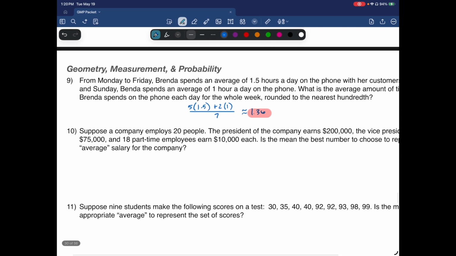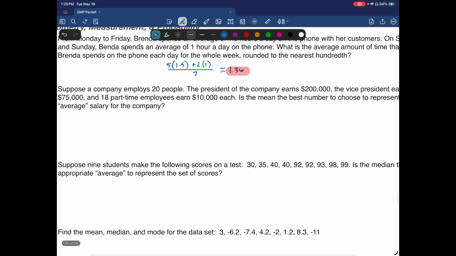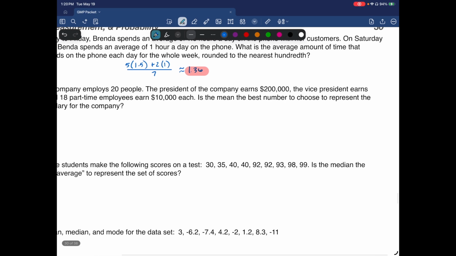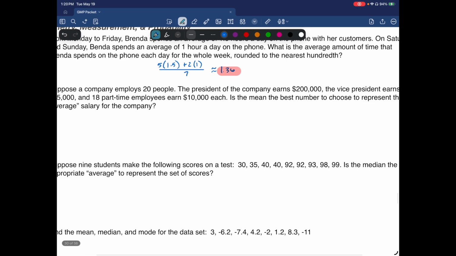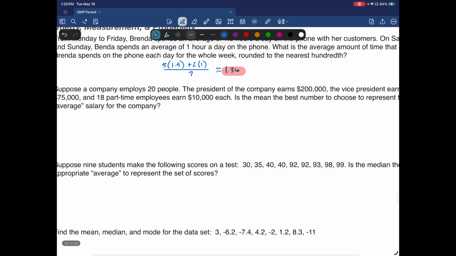So, all right. 10. Suppose the company employs 20 employees. The president of the company earns $200,000. The vice president earns $75,000, and 18 part-time employees earn $10,000. Is the mean the best number to choose to represent the average salary?